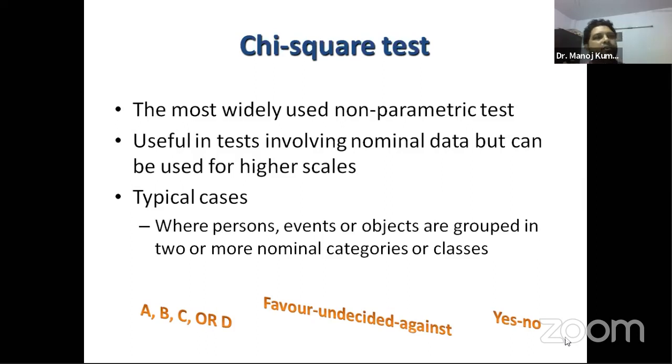If your options come like A, B, C, or D, or favor, undecided, against, or yes, no kinds of questions, for example, will the BJP win the election or not, yes or no. These are our questions, and based on such classifications, the chi-square test can be used.